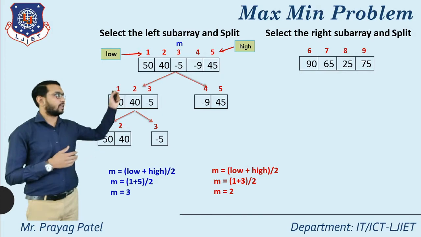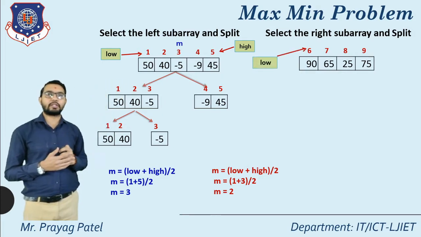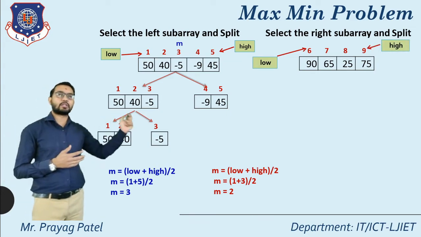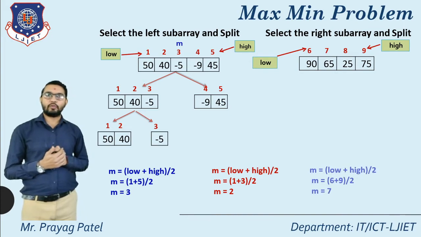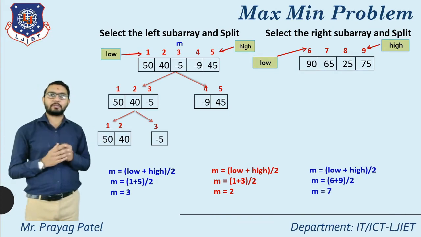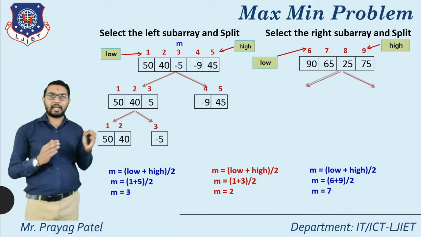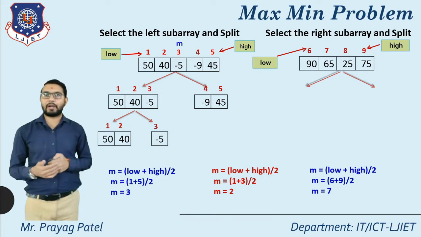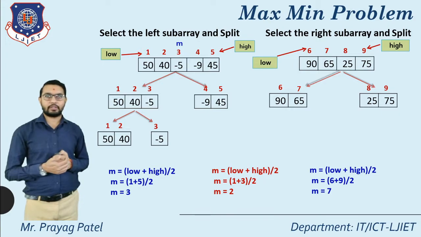Now for the right sublist, consider the locations 6, 7, 8, 9. For this array, consider the first location as low and the last location as high. Now low plus high divided by 2, so we get the middle position: 6 plus 9 divided by 2 equals 7. So 7 is the middle point. That's why we divide this array into 2 subarrays. The first left part is locations 6, 7 and the right part is locations 8, 9.